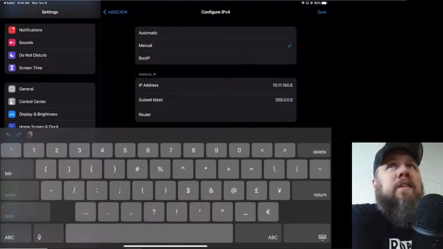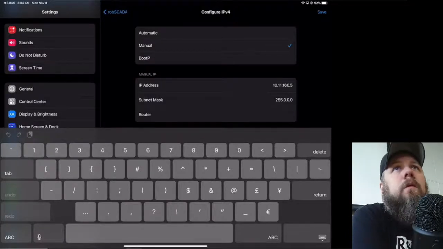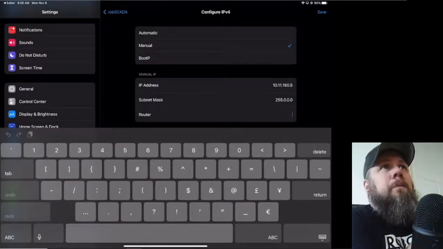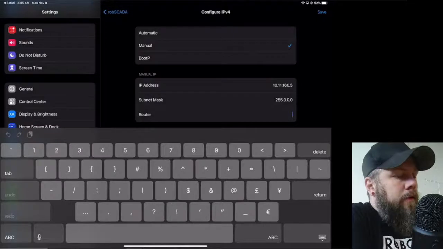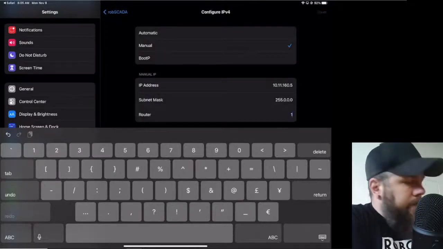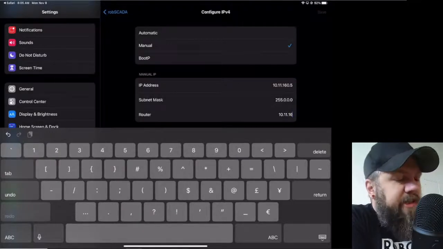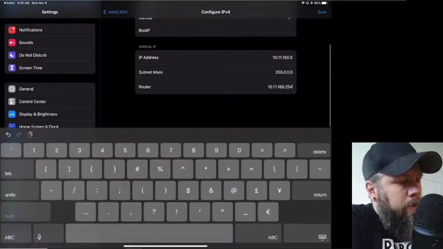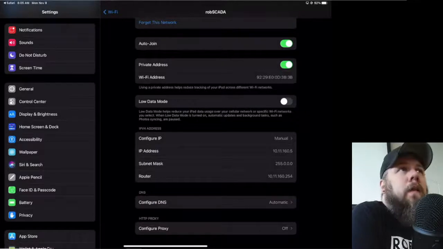The router is the address at which the router sits. A router is like, imagine the post office. You send something to my computer, you send it to the address. Well, you send it to the router first, and then the router sends it to the address. Okay. So our router in here is 10.11.160.254. Okay. So I'll save that. Now, that'll let me talk to myself.